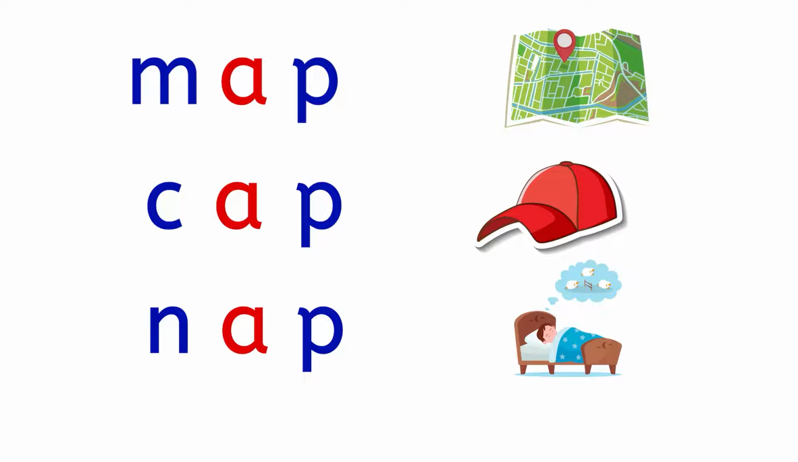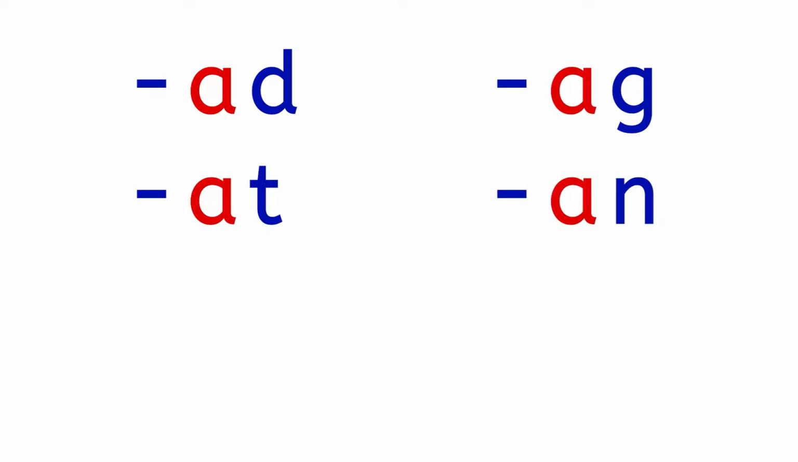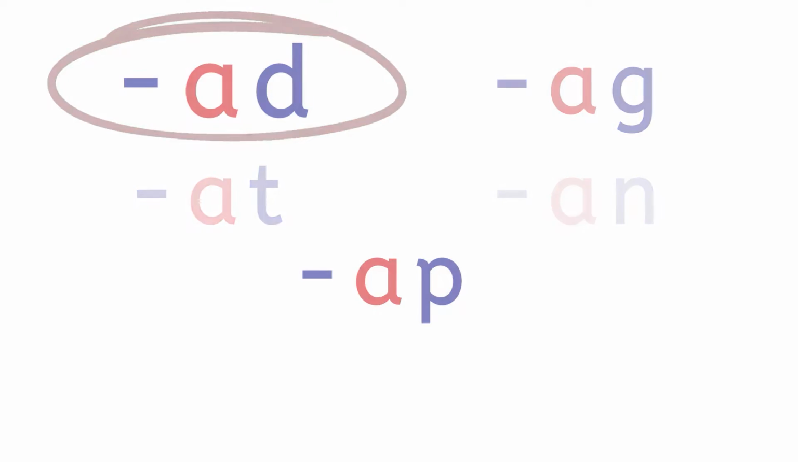In this unit, you're going to learn to read words from five families that all use the vowel sound a. They are ad, at, ag, an, ap. We already read a few words from the ap family, like map, cap, and nap. Let's read some words from the ad family.